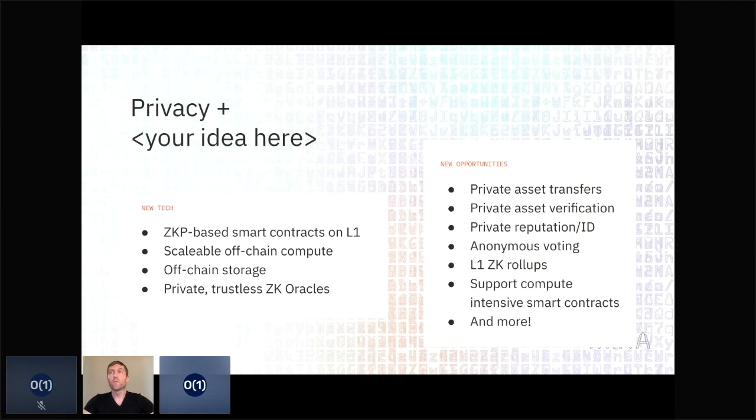And so a few things that we're excited to potentially see in the community would be private asset transfers, private asset verification, private reputation or ID, anonymous voting, layer 1 zero knowledge rollups, and potentially a world of use cases that are compute intensive, but are viable on a model like Mina because of the off-chain execution. So we're really excited to see what the community comes up with in the future.